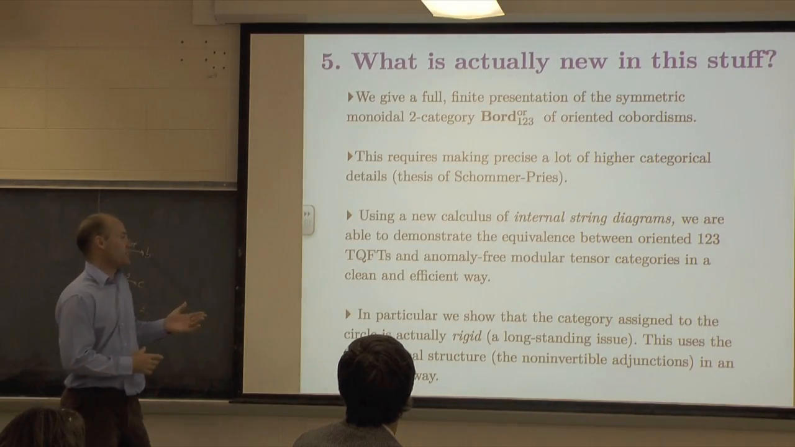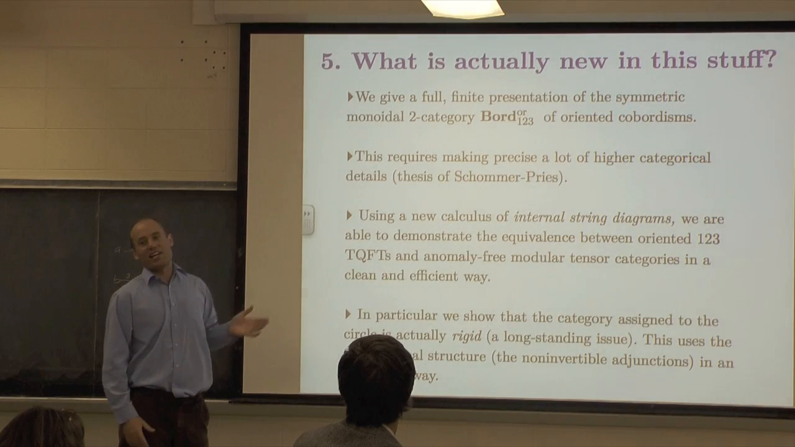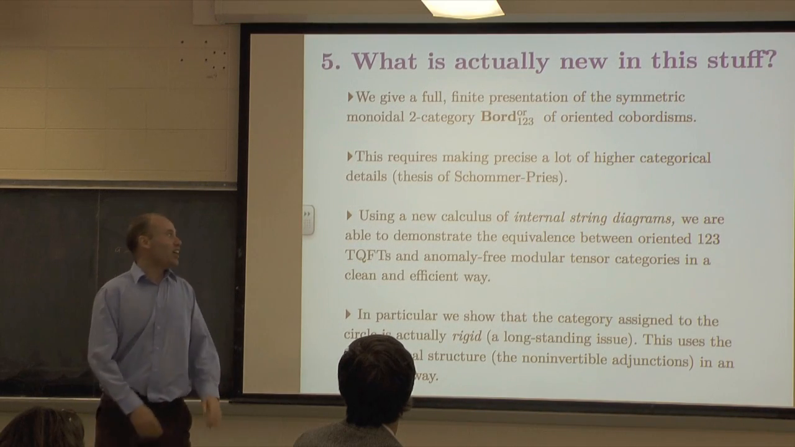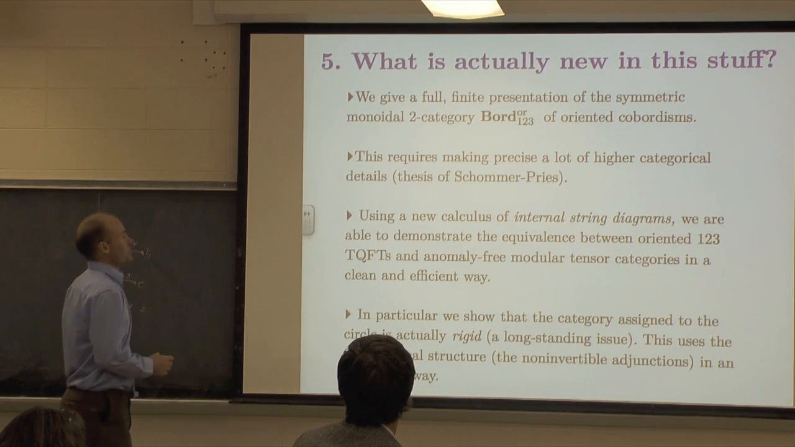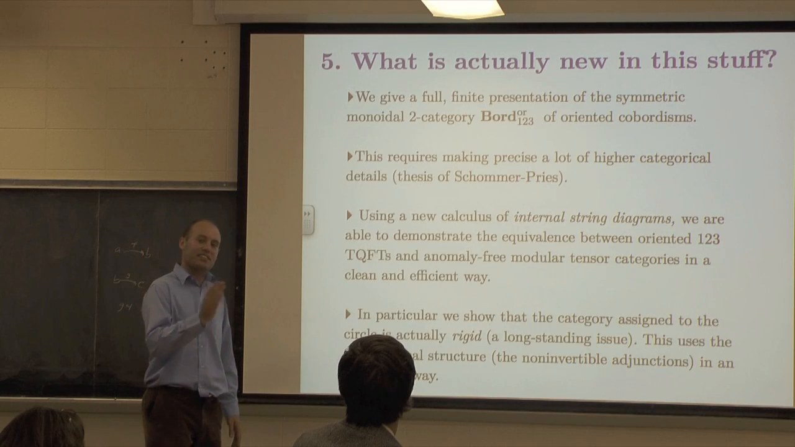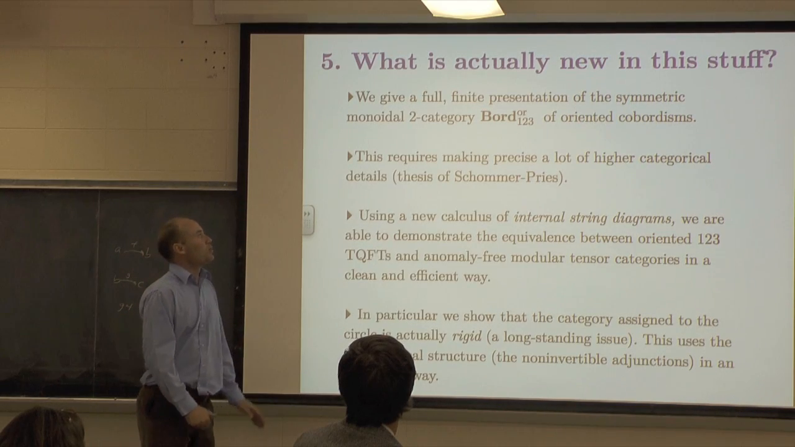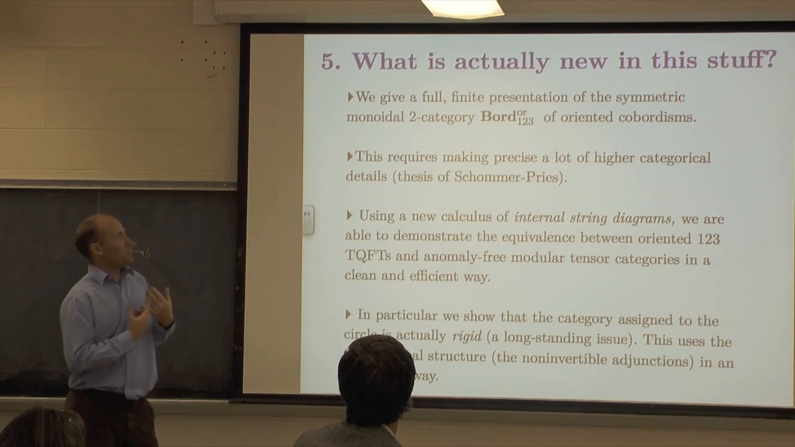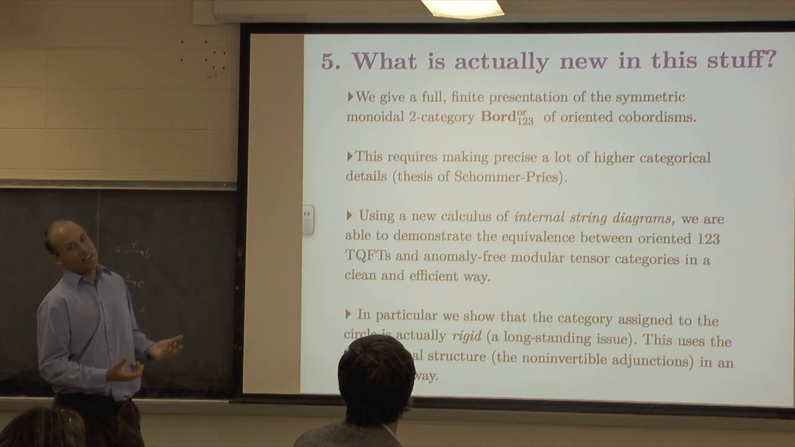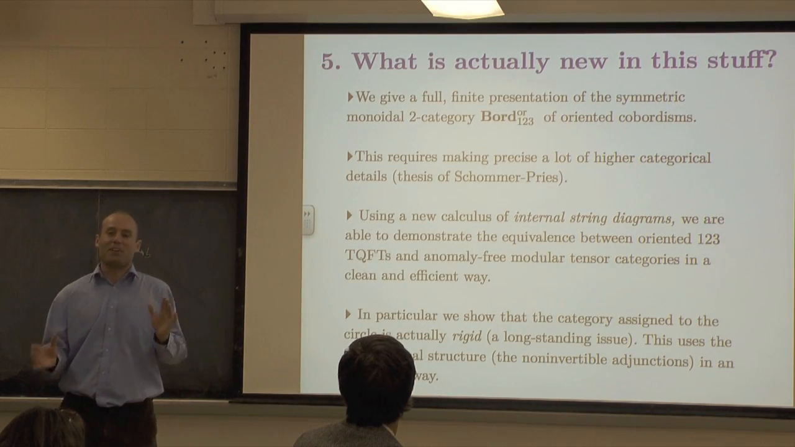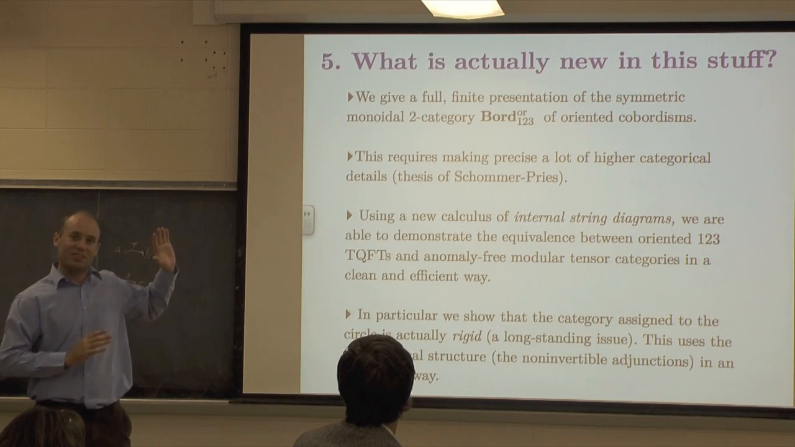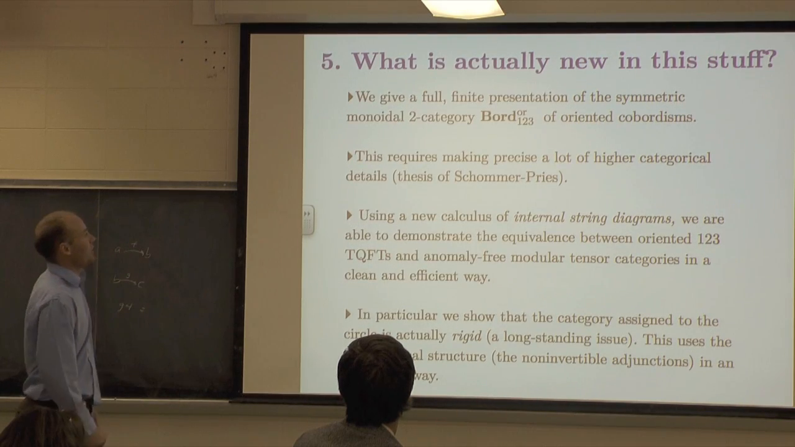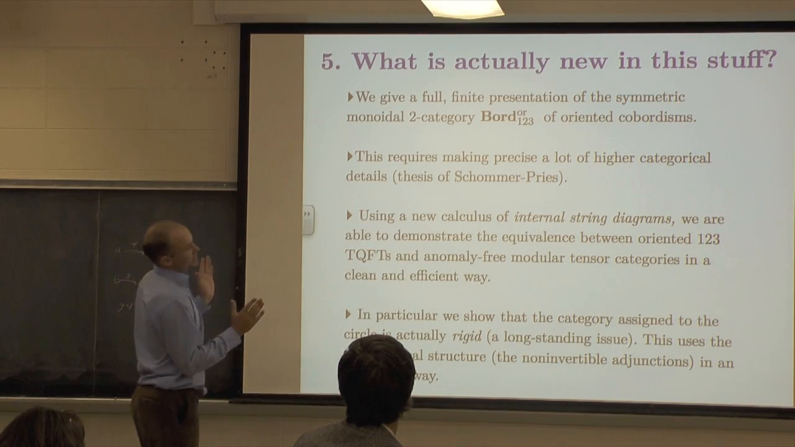You might have heard about this kind of stuff before, like wasn't this all done in the 90s? And that is true in a certain sense. A lot of these ideas date way back, as we've seen. But what is actually new in the stuff I'm talking about? Firstly, we have a full finite presentation of this 2-category. Various people have done various versions of this, but not the full-on case like we're doing. Except even ours is not the full-on case.